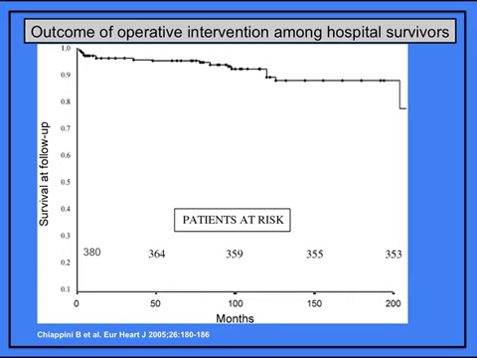In this slide, Kaplan-Meier curves are presented for long-term survival among hospital survivors. Survival was 94.9% and 88.1% at 5 and 10 years respectively. Freedom from reoperation was 92% at 25 years. Survivors of surgery should receive long-term therapy with oral beta blockers and afterload reduction with angiotensin-converting enzyme inhibitors or hydralazine.